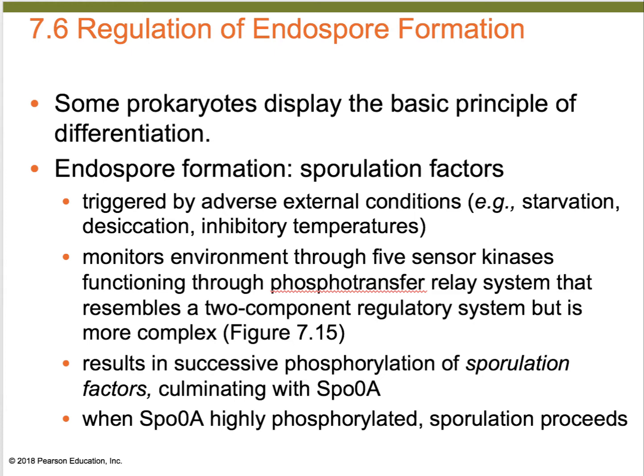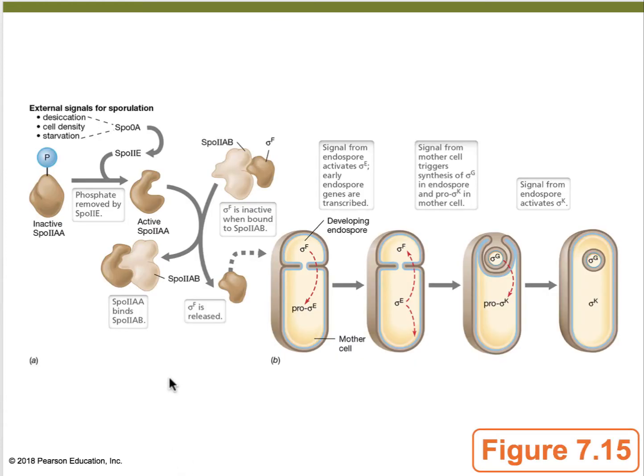So what happens is you get this phosphorylation cascade. This protein phosphorylates that protein, which phosphorylates that protein, and on and on, until eventually you are phosphorylating this protein called SPO-A, a sporulation factor, a protein involved in spore formation. Once SPO-A is highly phosphorylated, that's when the cell really has the signal that says, okay, we're going for it, we're going to form a spore.